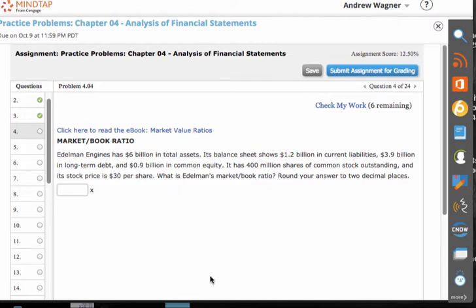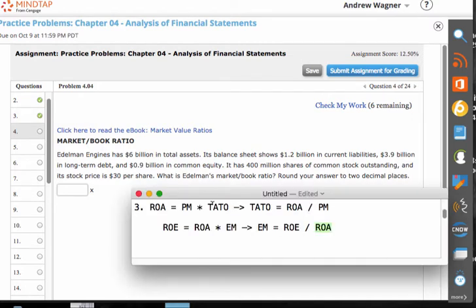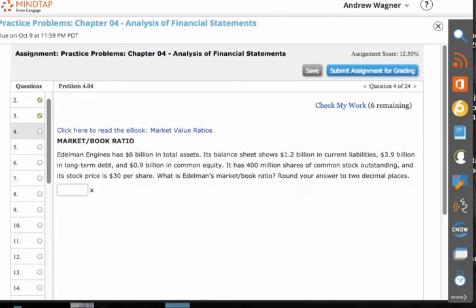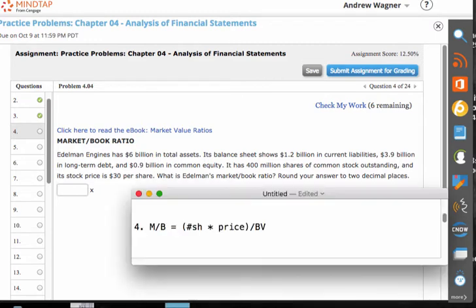So for this one, market to book is simply the market price to book value of the shares. So it turns out we don't need all this stuff up here, I don't think. But again, I haven't checked it yet. So the number of shares is 400 million, so we take 400 million as the number of shares in my equation here.